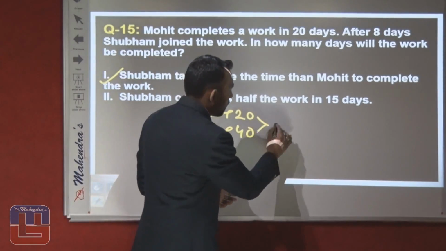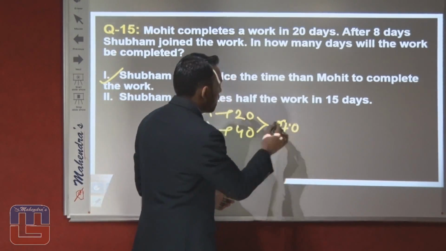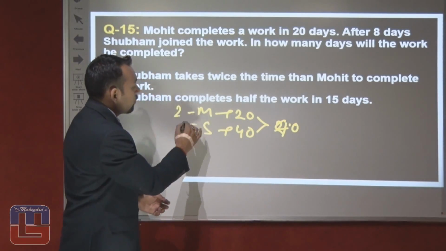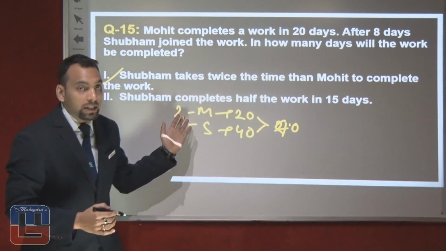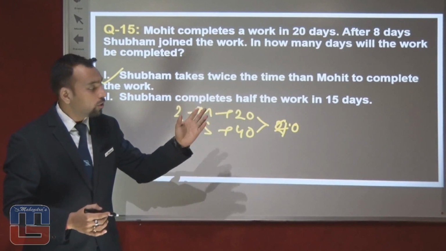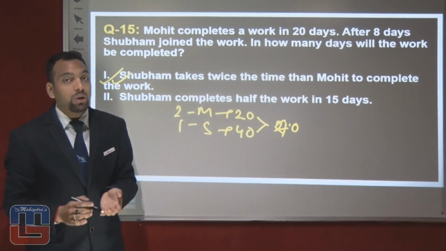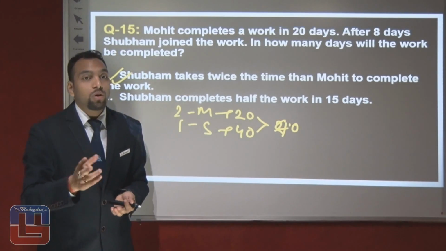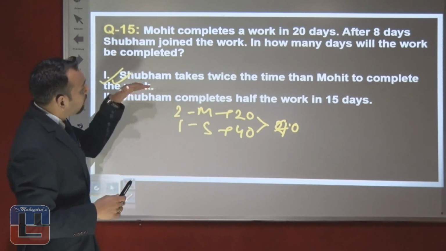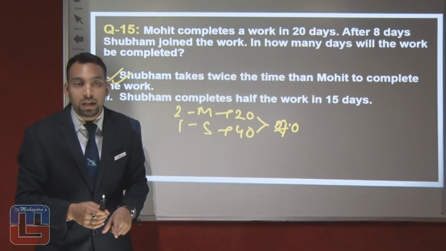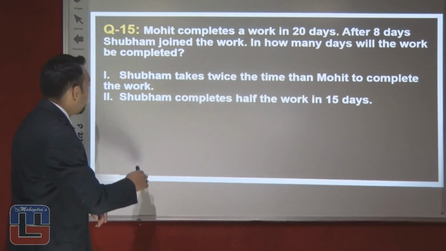So here we can calculate the LCM, which will be 40. Here this is 2 and this is 1, and Shubham worked for 8 days, so multiply this one by 8. With the help of this statement, we can easily find out in how many days the work will be completed. So the first statement alone is sufficient to give the answer. Now read the second statement.